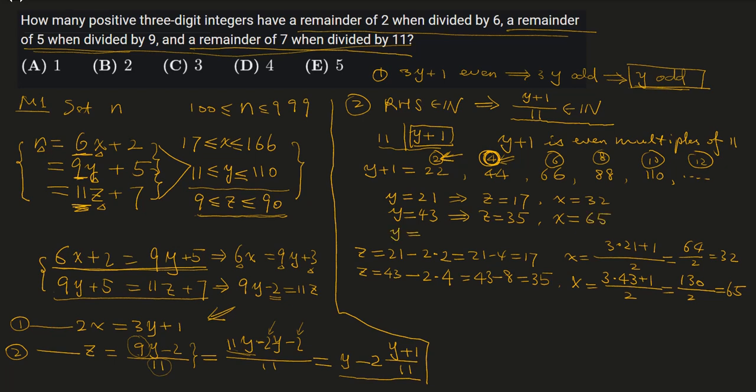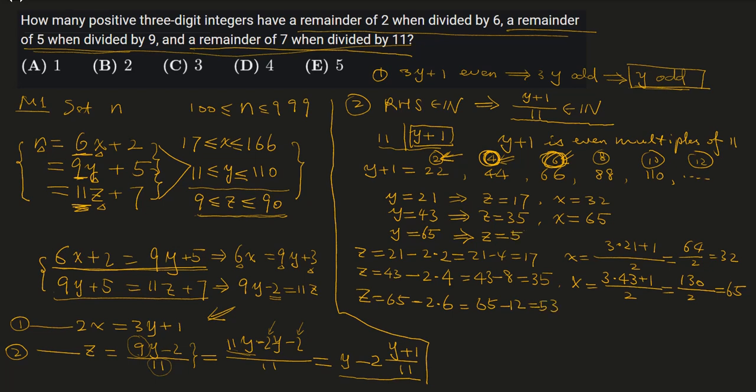Y equals, the next choice is for y plus 1 equals 66. Then y equals 65. That implies z equals what? Z equals 65 minus 2 times, and the multiple is 6, right? 2 times 6. That equals 65 minus 12, which is 53.